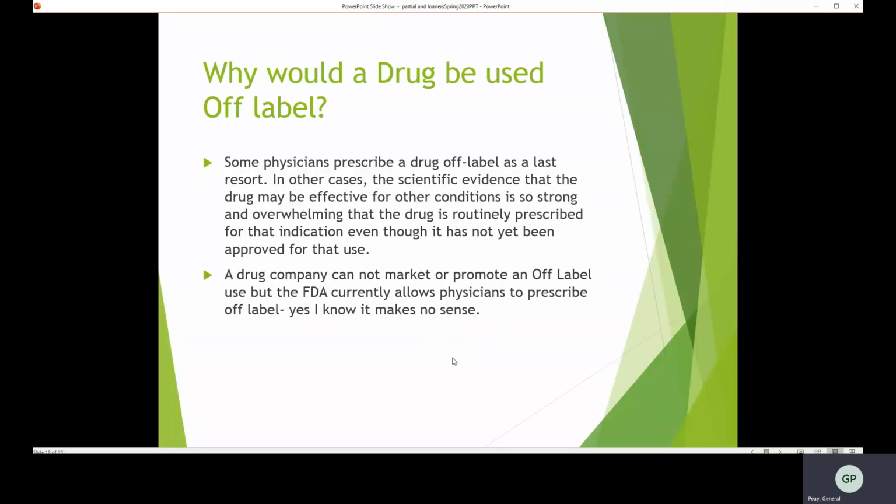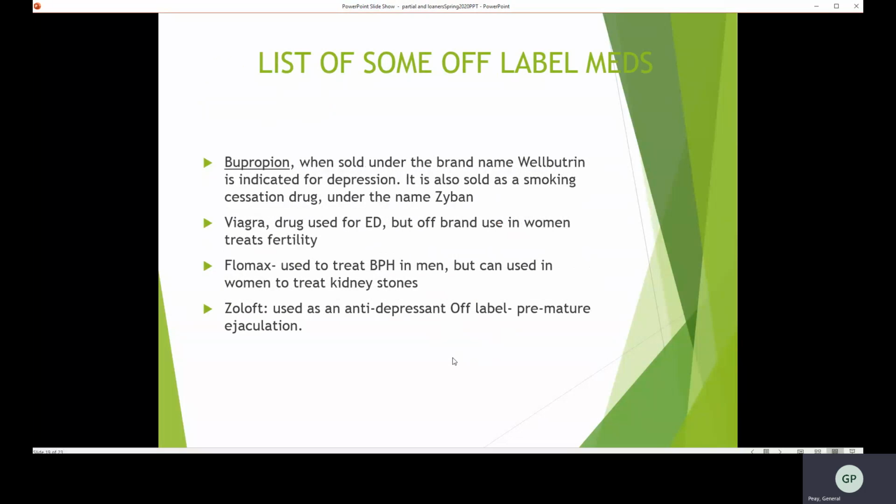You'll see it advertised for allergies, but it will never ever be advertised for sleep, even though it works to put you to sleep, because it's never been FDA approved for sleep. So a drug company cannot market a drug for off-label use. It's illegal. And here's just a list of some off-label meds.